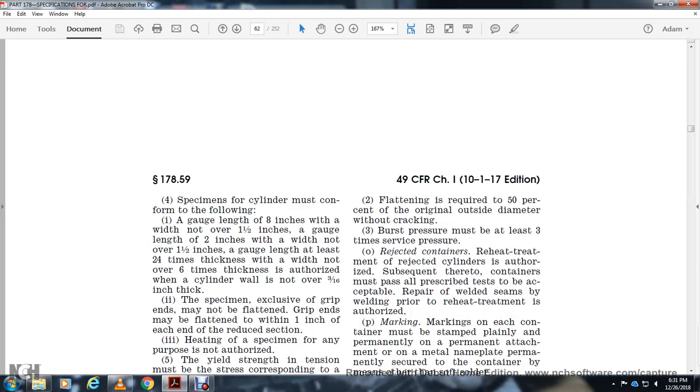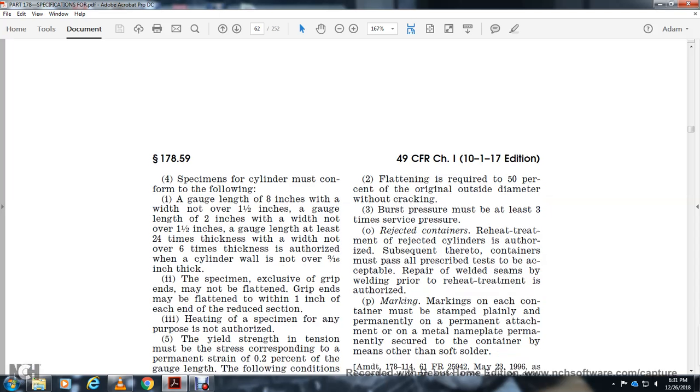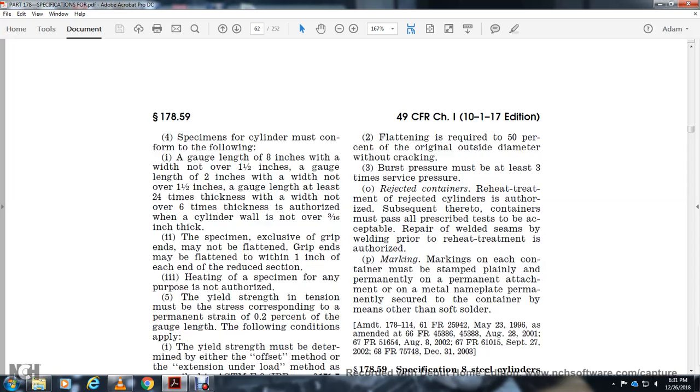Specimens with exclusive grip ends may not be flattened at the grip end, but may be flattened within the rim at the end of the reduced section with the heat of the specimen for that purpose. Authorized yield strength in tension must be determined at the corresponding permanent strain of 0.2% of the gauge length under the following conditions.